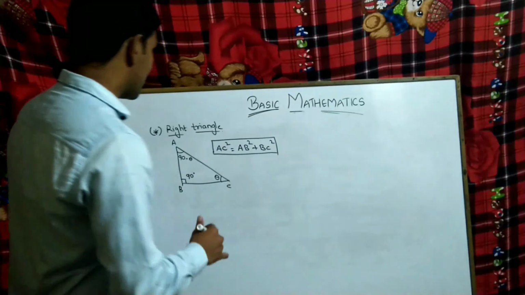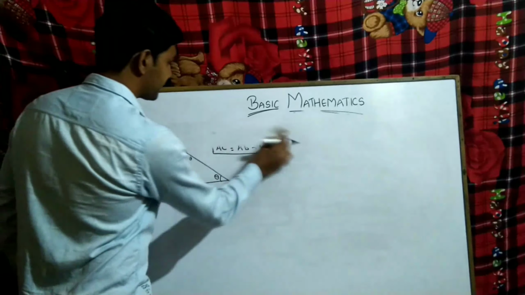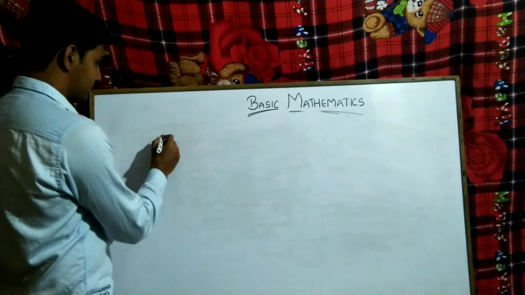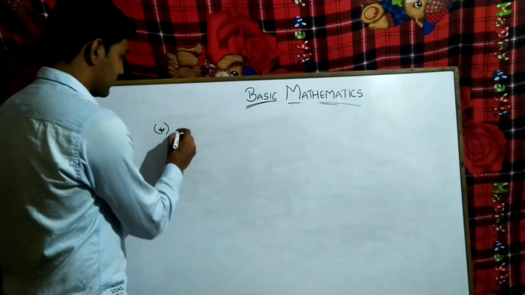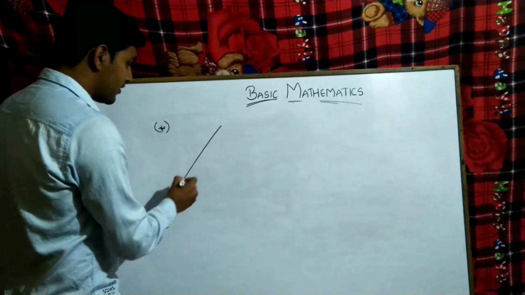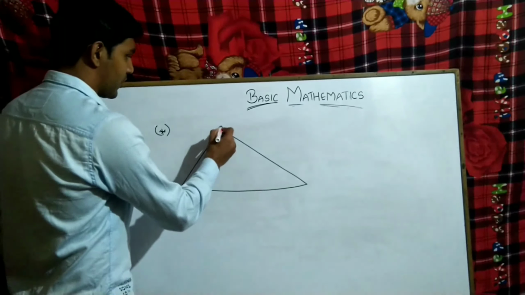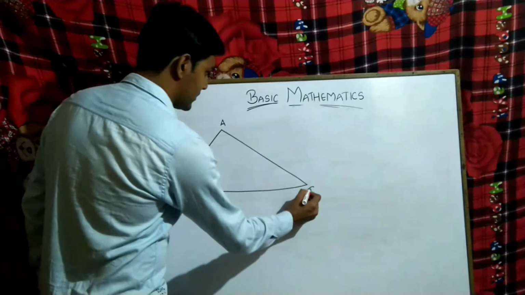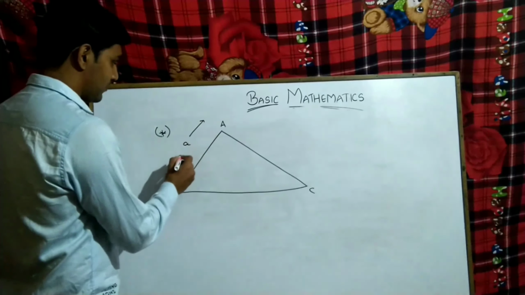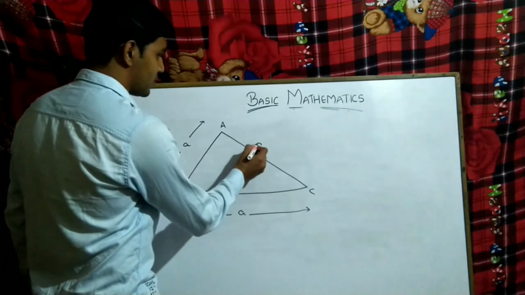Now we enter into the types of triangles. First we have to consider the equilateral triangle. If I take an equilateral triangle, all three sides are equal. A, B, C, all three sides are equal. For example, I take each side as A: this is A, this is also A, and this is also A.